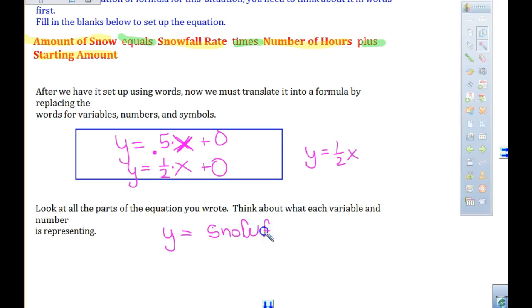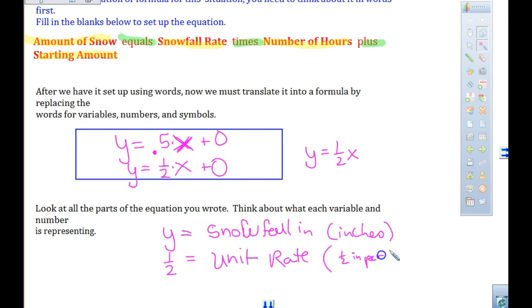Snow fall in inches, right? The 1/2, that is our unit rate. So when we talk about unit rate, that was when we were looking at it, 1/2 inch per hour. And the x in this case, the x was our time, and it was always in our hours when we were looking at this.